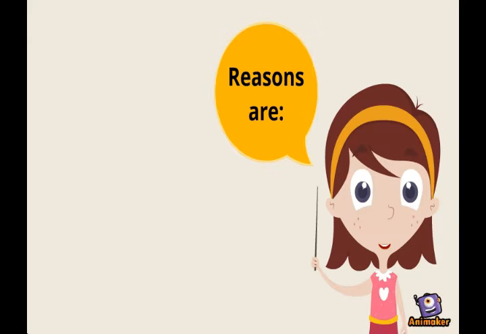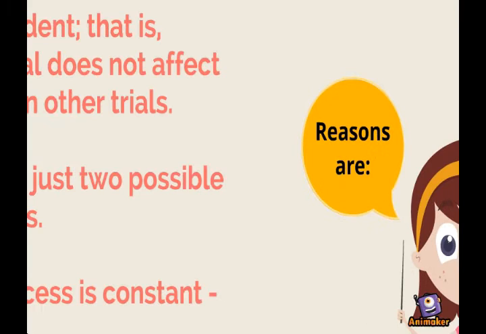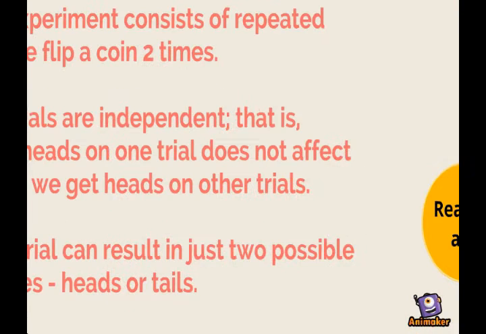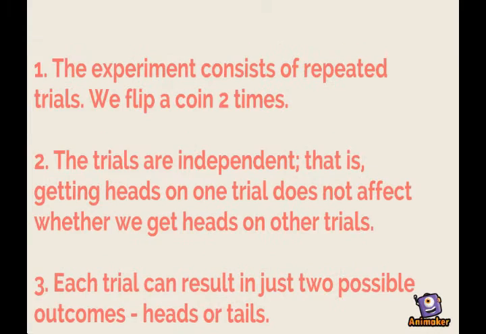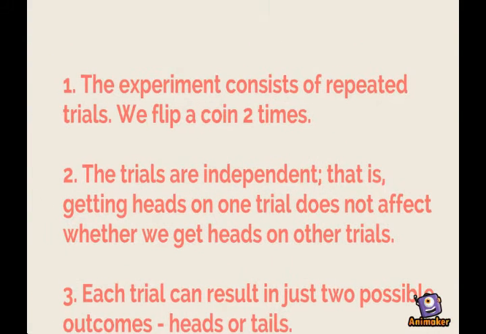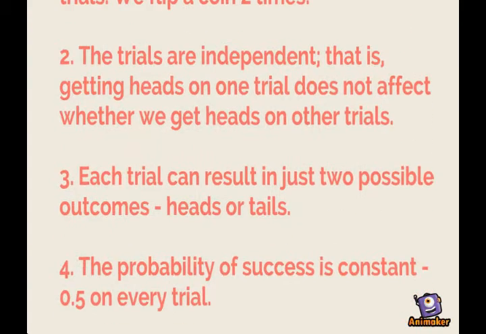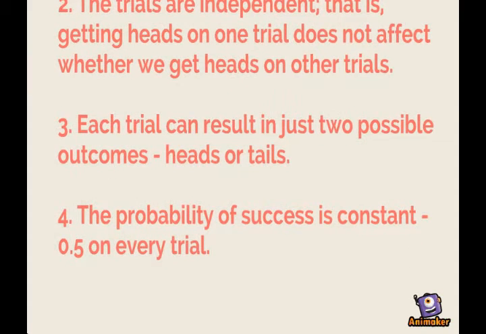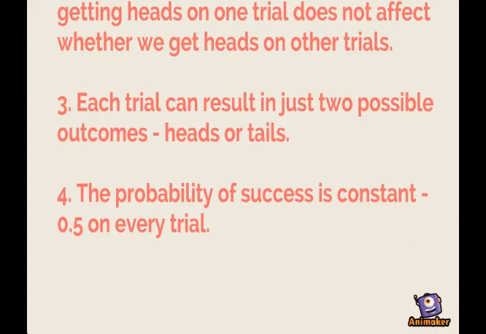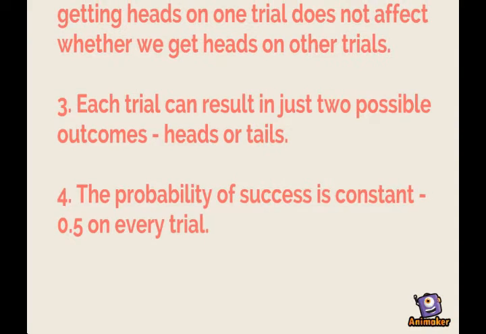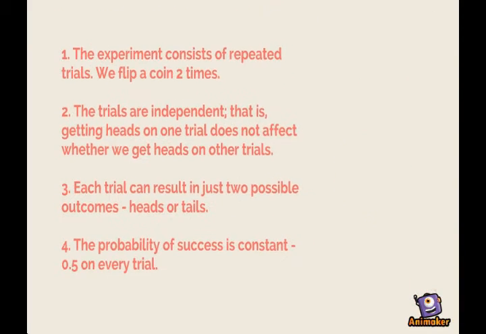Reasons are: first, the experiment consists of repeated trials. We flip a coin 2 times. Second, the trials are independent. That is, getting heads on one trial does not affect whether we get heads on other trials. Third, each trial can result in 2 possible outcomes, heads or tails. And fourth, the probability of success is constant, half on every trial.